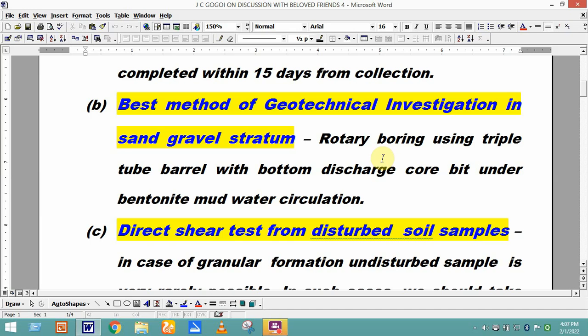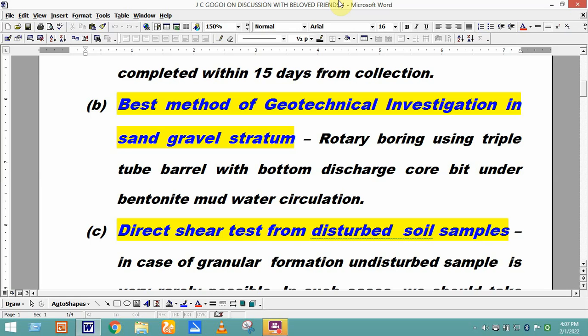Gravel sand with a little amount of fines may be there, everything will be coming intact. Everything means not 100%, 90-95% will be coming out. So from that sample we can take the soil moisture at site itself.